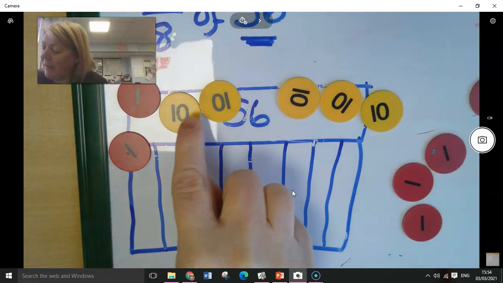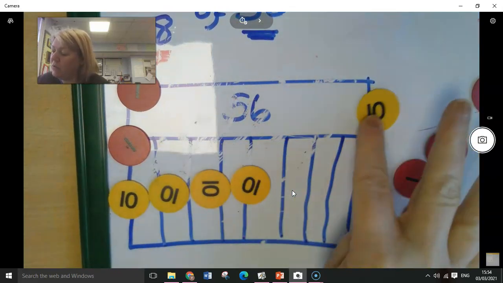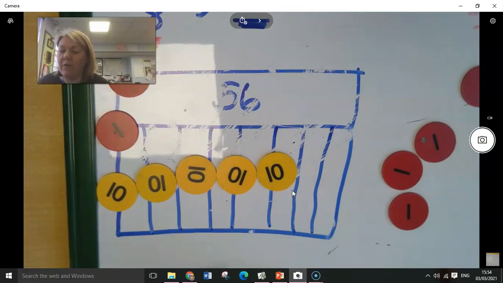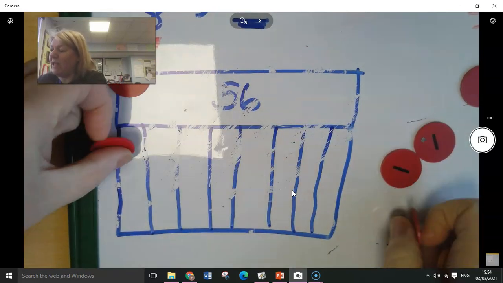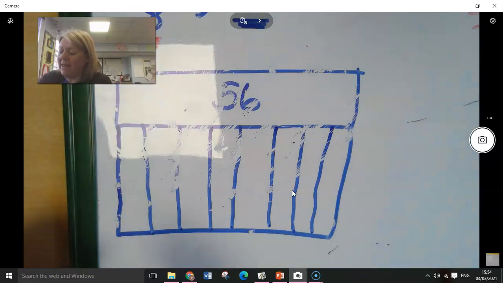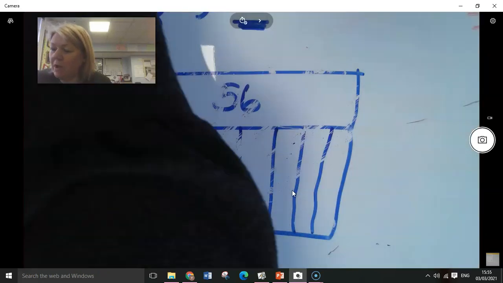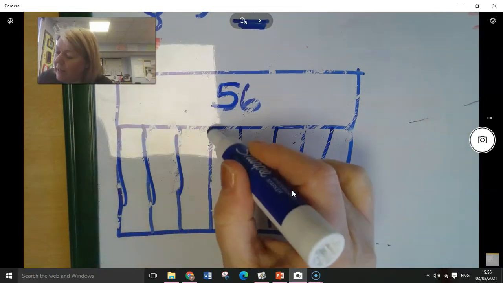So I'm going to have the same problem here, aren't I? 10, 20, 30, 40, 50. I haven't got enough. So again, I'm going to have to exchange all those, which is going to give me lots of ones, which is going to take a long time to count out. I'm going to have to use my times table facts to help me here.